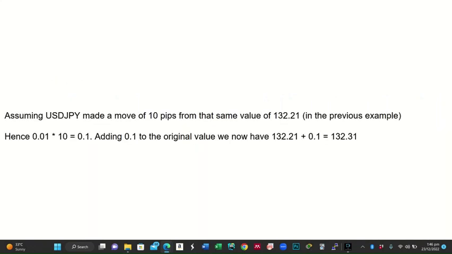So assuming USDJPY made a move of 10 pips from that same value of 132.21, which is the previous example I showed you, how are we going to calculate it? I already told you the standard value is 0.01. So since it made a movement of 10 pips, we are going to multiply the 10 by 0.01, then it will give us 0.1. So if you add the 0.1 to the current market price, which is 132.21 plus 0.1, then it will give us 132.31.